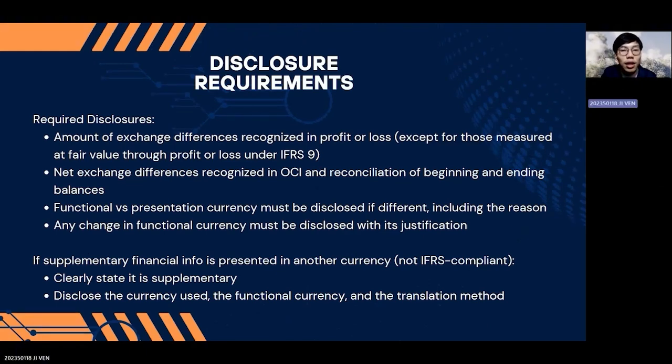And finally, if a company shows additional financial information in a different currency without following the IFRS translation method, it must label this clearly as supplementary information. And along with that, they have to disclose the currency used in that display, the actual functional currency, and the translation method used to convert the numbers.